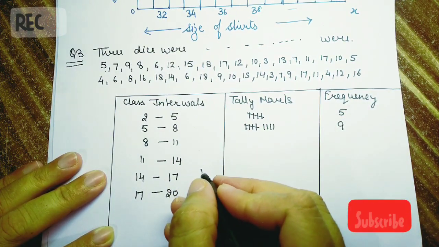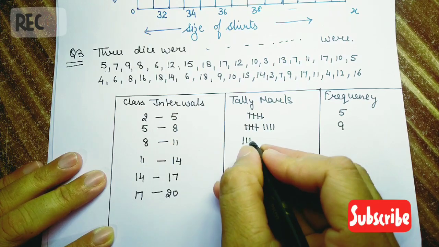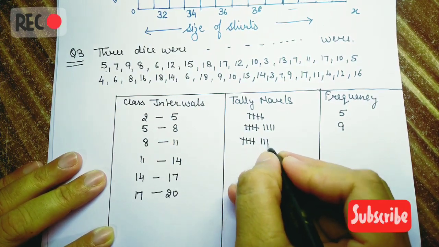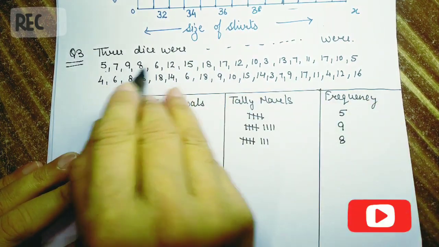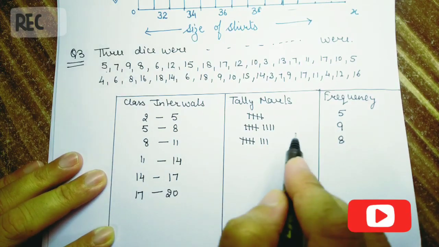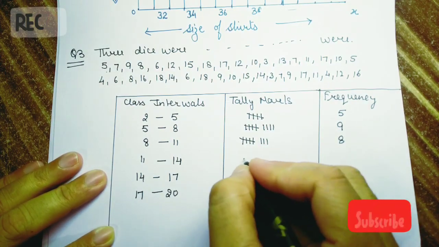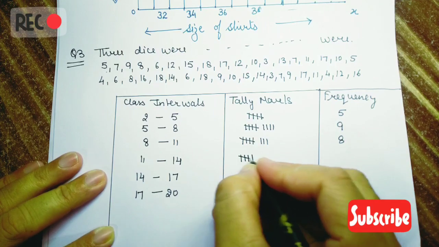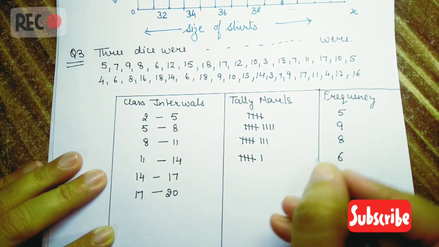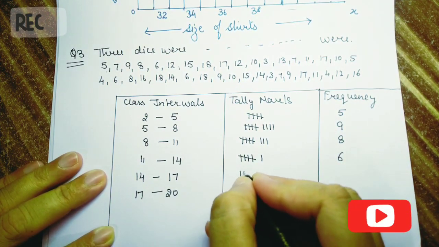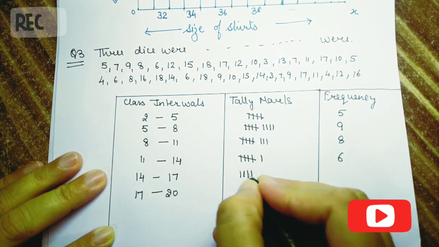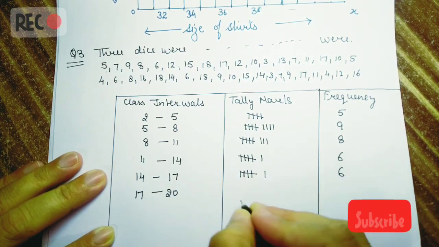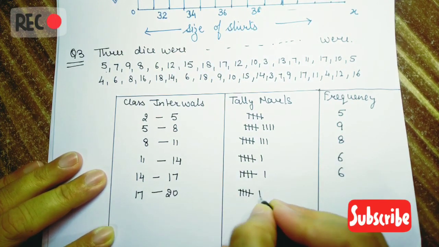Then after that they have given 8: 1, 2, 3, 4, 5, 6, 7, 8. Students, you have to count from these numbers and then find this one. Okay. After that they have given 6: 1, 2, 3, 4, 5 and 6. The next one is 5, 6 again, and again they have given only 6 numbers.